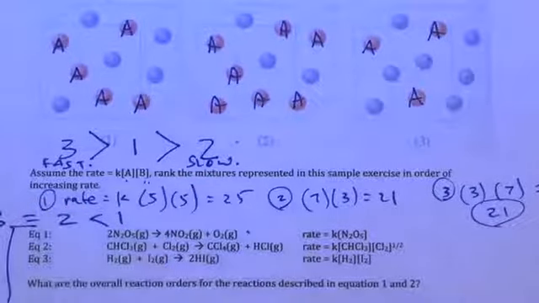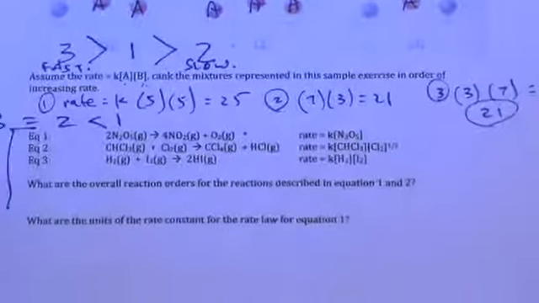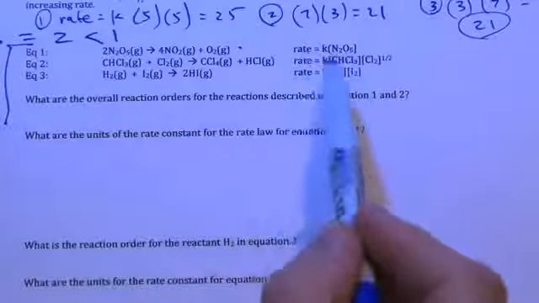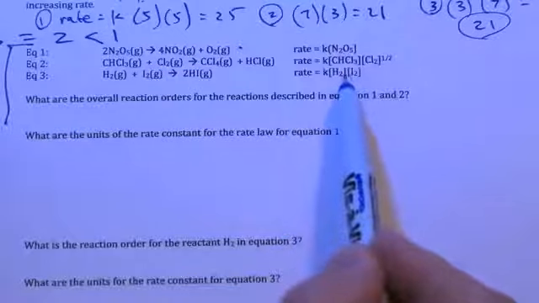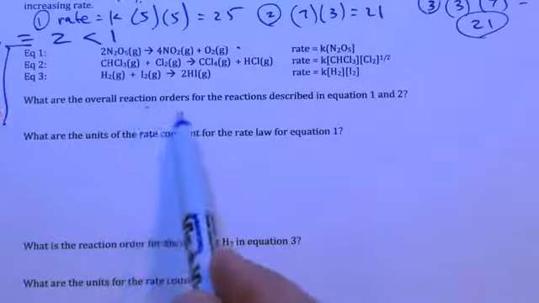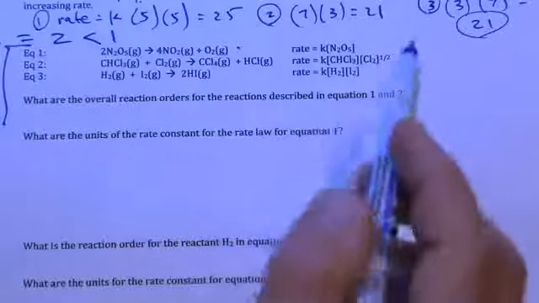Next set of questions. We're given 3 equations and asked some questions about them. And we're given the rate expressions for each one, or the rate equations for each one. And it says, what are the overall reaction orders for the reactions described in equation 1 and equation 2?